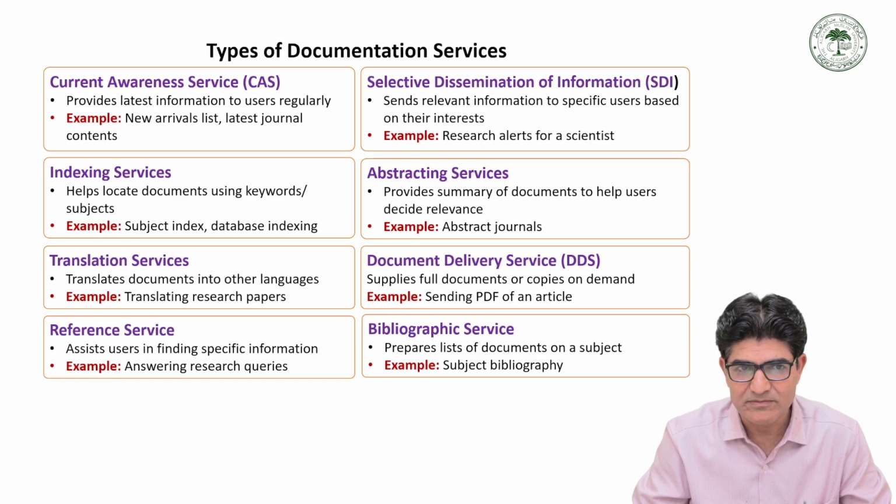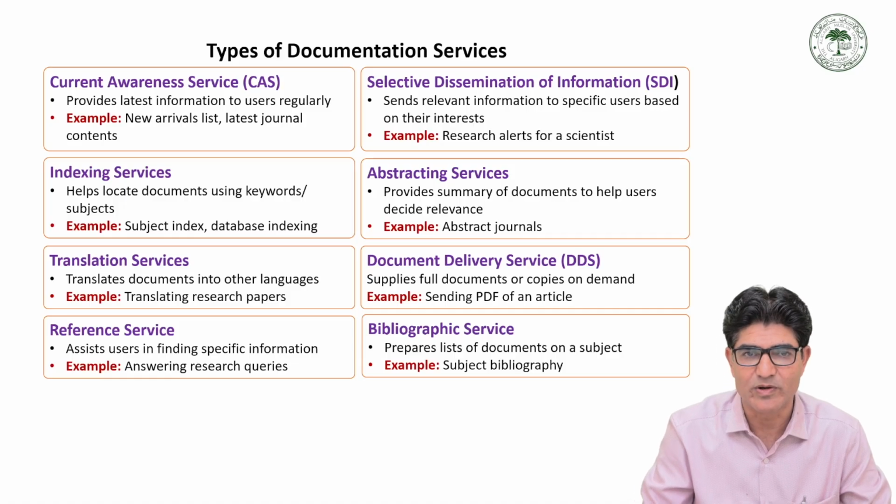Now finally, one of the categories of documentation services is the bibliographic service, where it is important to prepare a list of documents on a specific subject. This list may be prepared on the basis of the demand of the user. If a user requests a subject list or subject bibliography, then a librarian can compile the sources of information and prepare a list of different kinds of documents on a specific topic. This is called bibliographic service, and an example of bibliographic services is the subject bibliography.